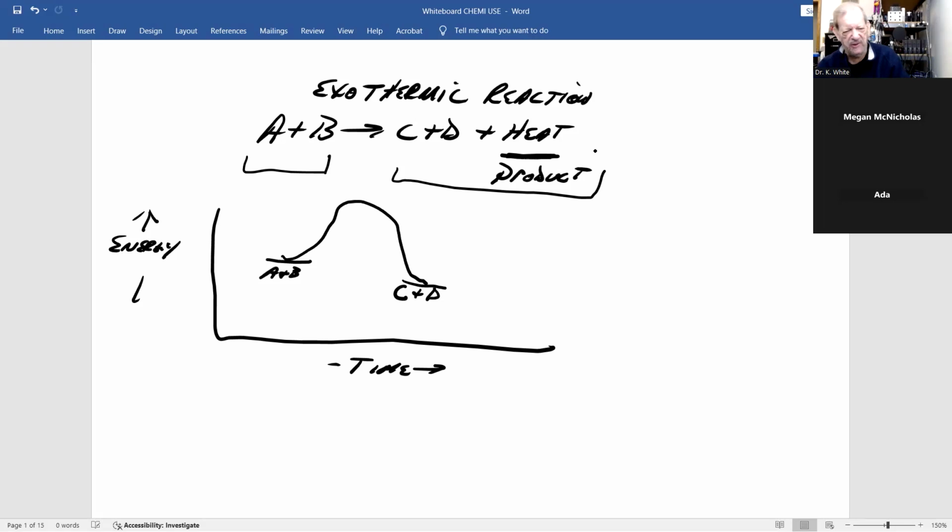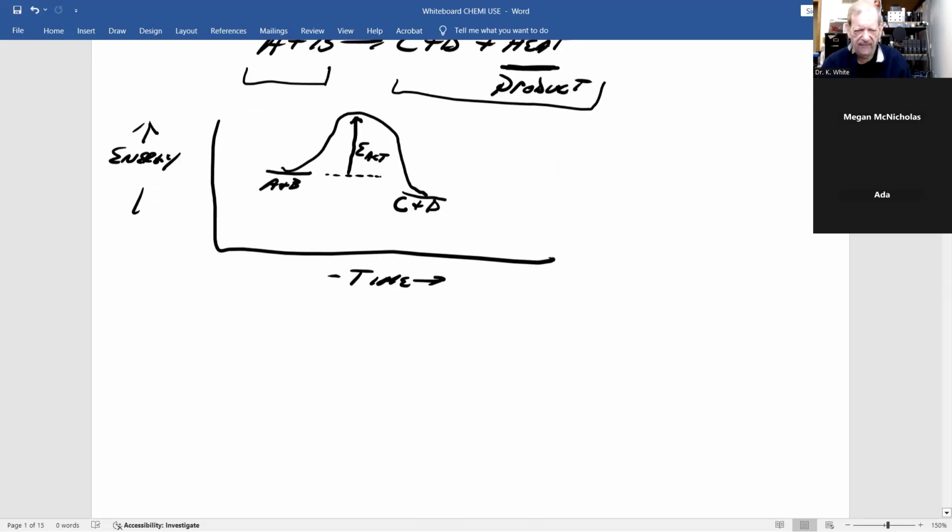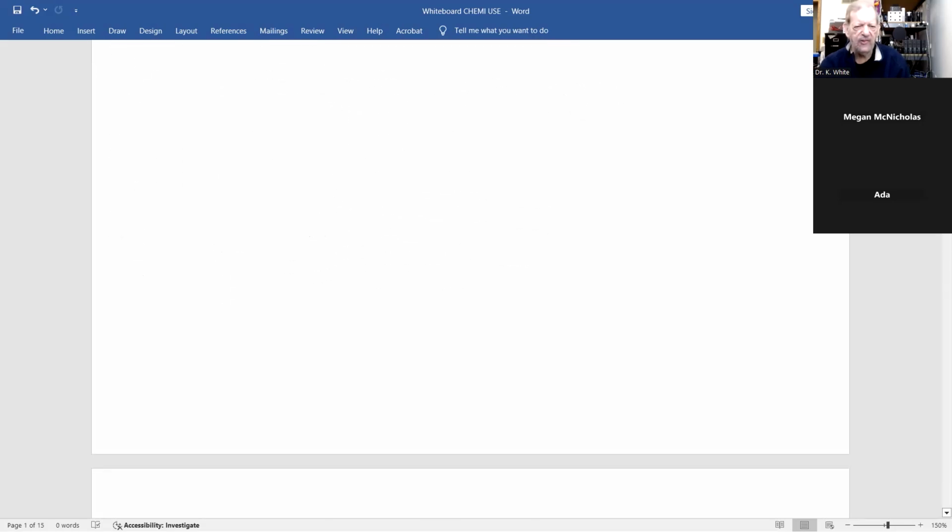To grandmother's house we go. Well, not really, but something you should know: when you start at A and B, the distance to the top of the mountain or hill is the activation energy, which I'll abbreviate E sub act. And you should know how to do this for an exothermic reaction. Let's look at an endothermic reaction.